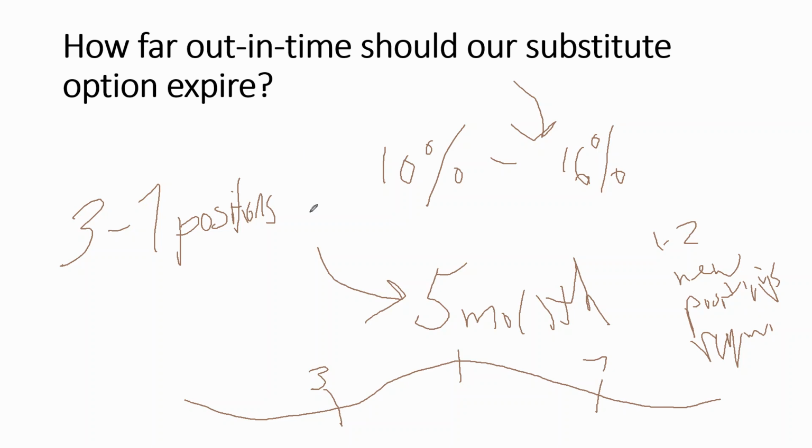Back to the question at hand, how far out in time should our substitute options expire? Coming back to this particular statistic of our positions lasting 5 months, maybe going as much as 7 months. I had one about 1 year ago, September 2018, that went 9 months. The one that I had back in 2011 went 14 months. But let's say we want to do it for 7 months.